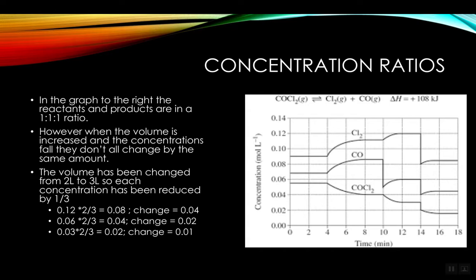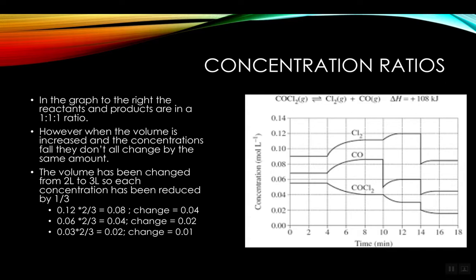So in this instance, what we've really done is we've taken the whole thing. It had a volume of 2 litres. We've increased it to 3 litres. So the concentration of all of them has gone down by 1/3. Okay. For the Cl2, that starts with a concentration of 0.12. When it goes down by 1/3, it ends up as 0.08. So its change has been 0.04. Whereas the CO, same ratio, still gone down by 1/3, but it's only gone down by 0.02. And the COCl2 has only gone down by 0.01.